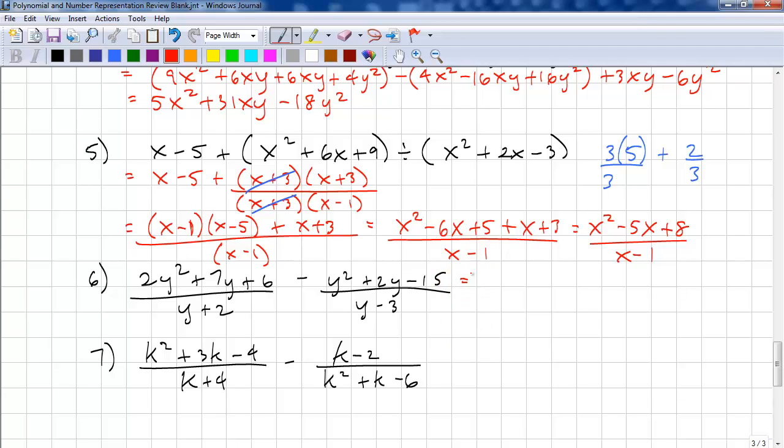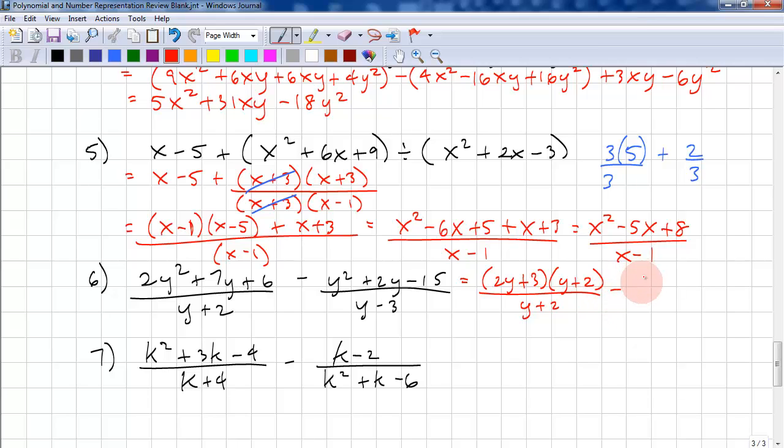Next one. Again, we want to fully factor everything. 2y, y plus 2. Our clue is this one is probably going to be y plus 2. So this must be plus 3. Let's check. Plus 3 plus 4, that's 7. So that's the correct factor.